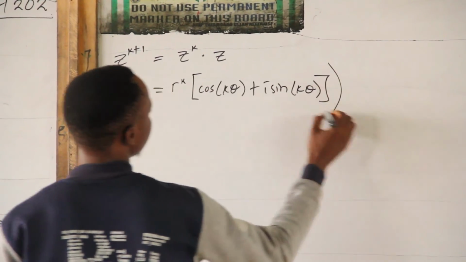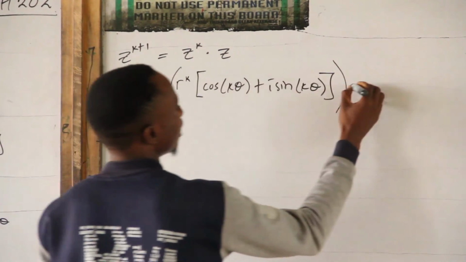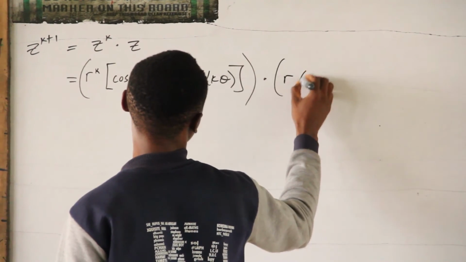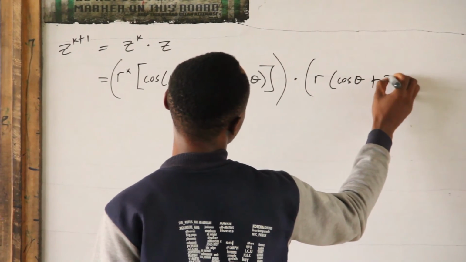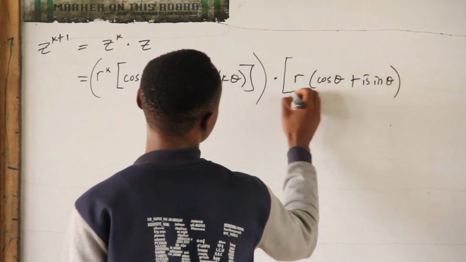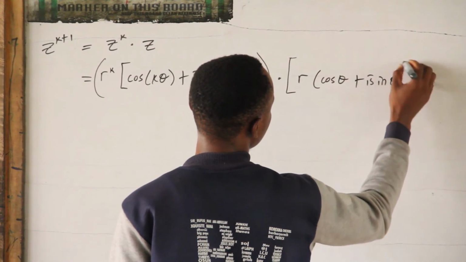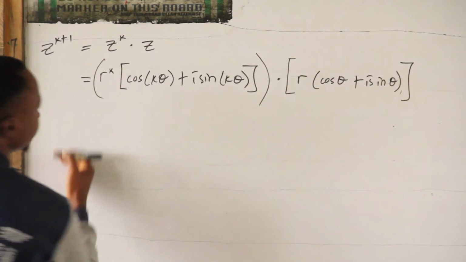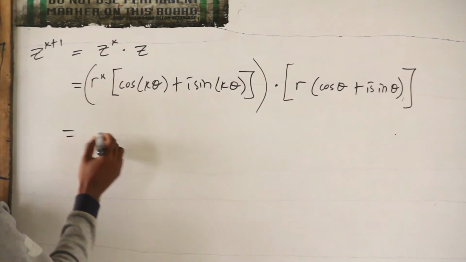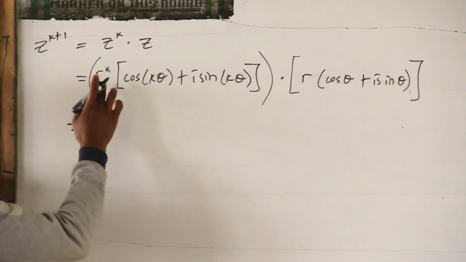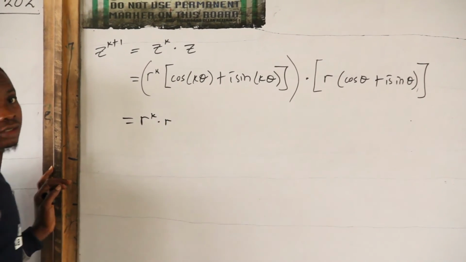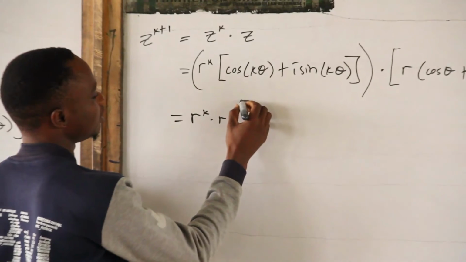So I'm going to have all of this for z then multiply by z. Is it clear? So I know z should be what? r into cos theta plus i sine theta. Is it clear? Yeah. So I'm going to deal with this, cos theta plus i sine theta. So, are we together? So we're going to do this together now. This is going to give us what? So here I'm going to have r raised to the power k multiplied by r. Is it clear?